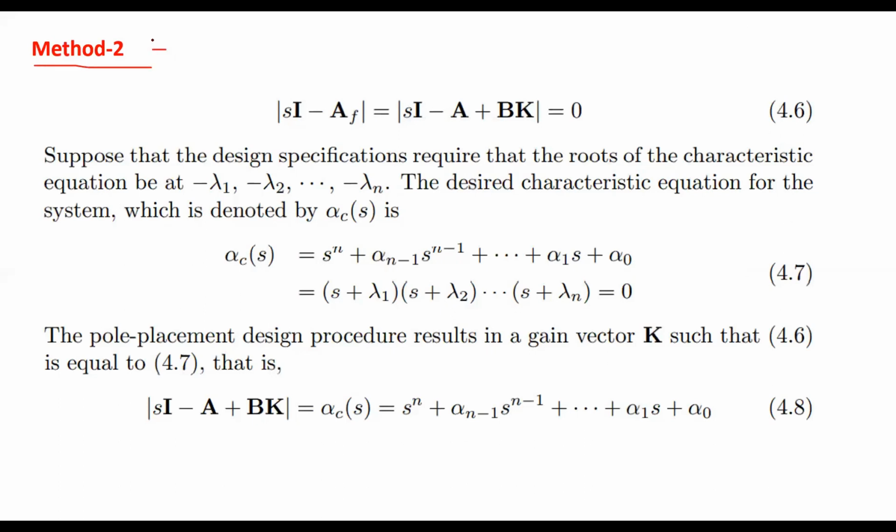Method number two. This is a direct substitution method, that is DSM. So what is the direct substitution method based on? Let me take directly, I am going to write the characteristic polynomial of the state feedback function, that is |sI - A + BK|. How can we obtain this equation from the state equation after connection of the state feedback?